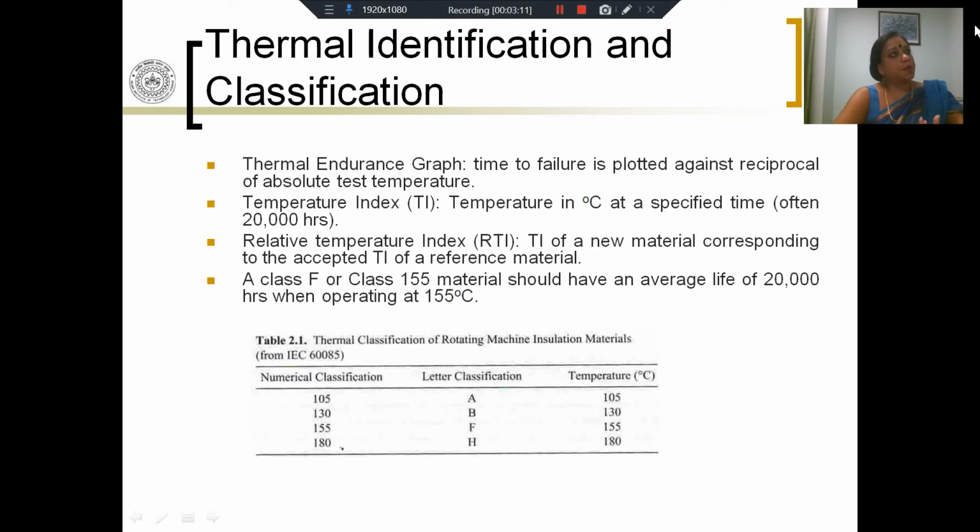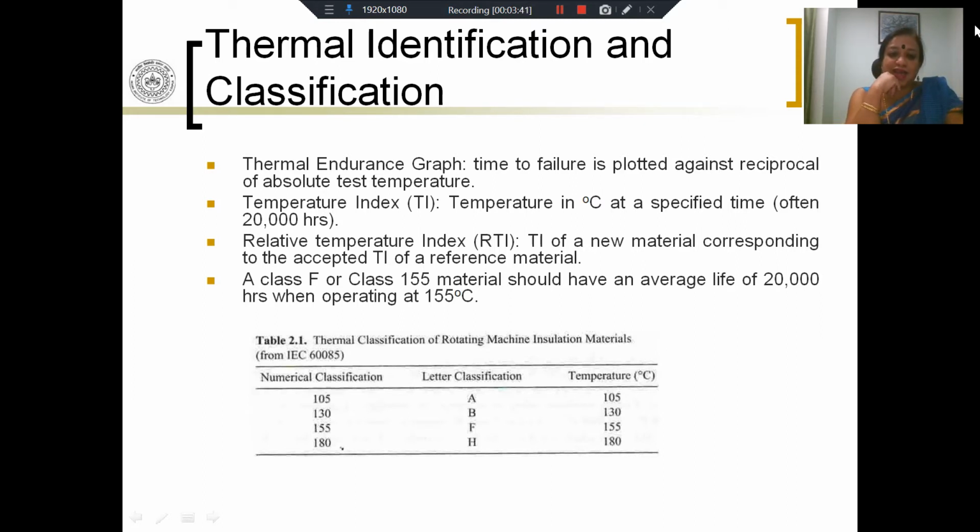When we are comparing two different materials, we can talk about a relative temperature index. So we have the TI of the reference material. The candidate material will have a similar TI. So if this is 20,000 hours, this will also have to be estimated for 20,000 hours. And we will compare the relative TI compared to the accepted TI of the reference material. And that way we will be able to figure out whether this material can be used in the insulating system.